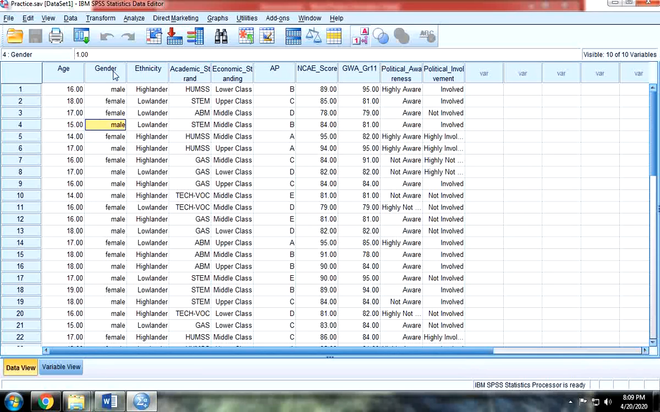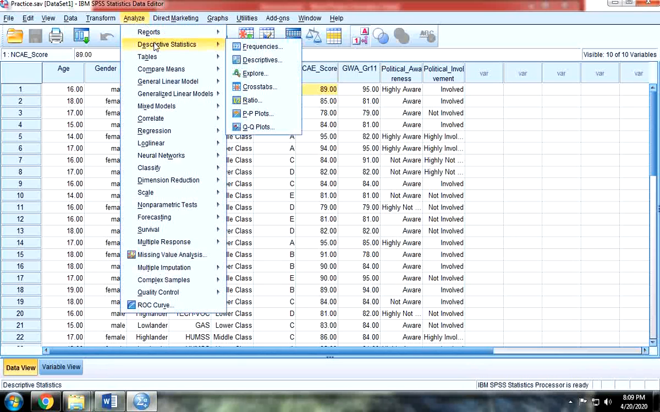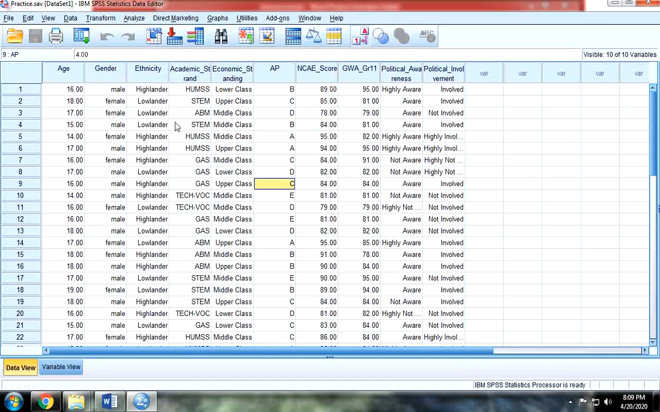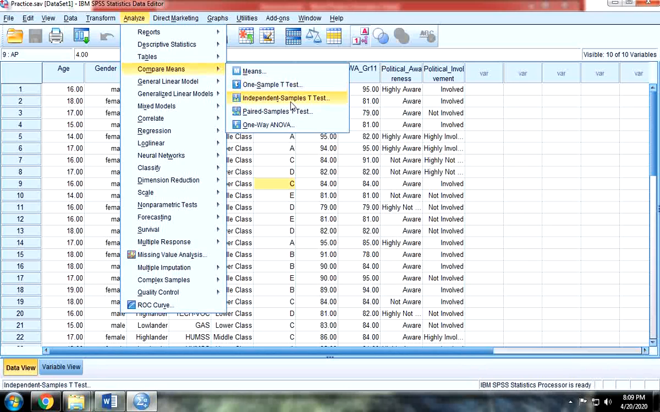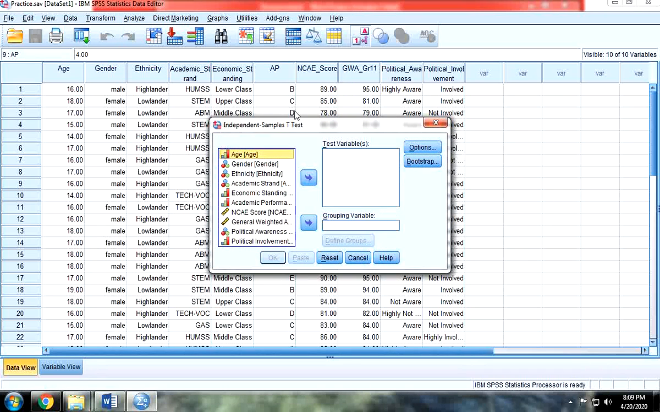Then, from your independent variable gender, we want to know about NCAI score. So that is categorical and continuous, so it can work. Okay, so let's go to the technical parts. When we use the t-test, we go to Analyze, Compare Means, then click on Independent Samples t-test. Okay, so a window will appear.